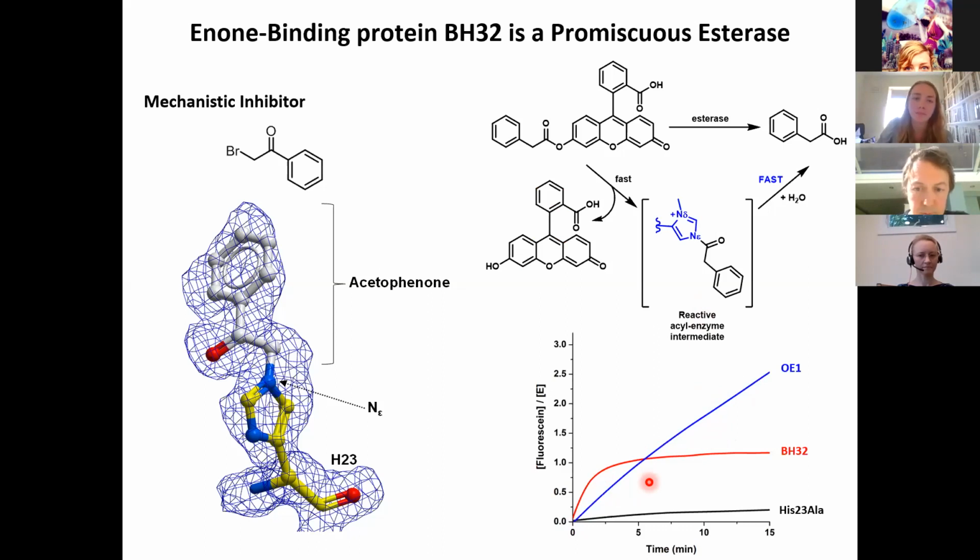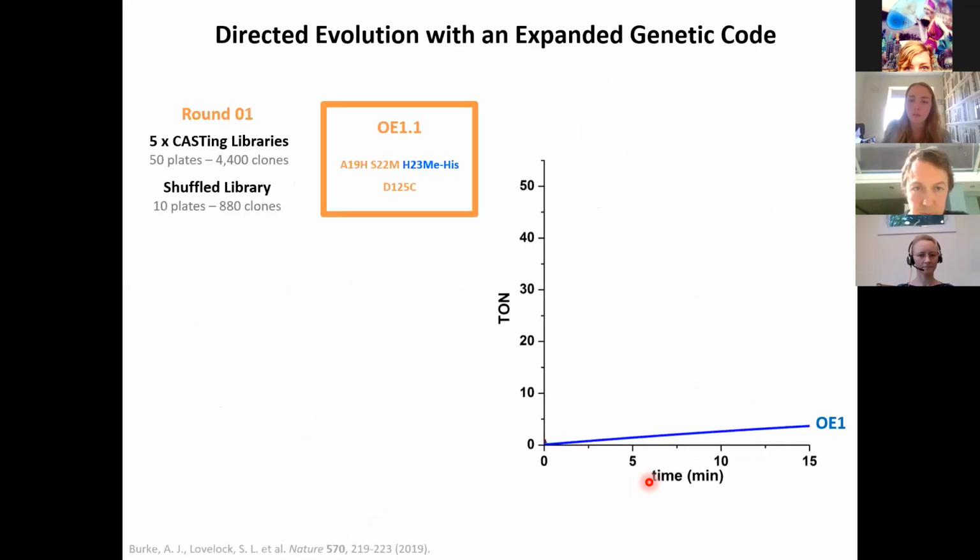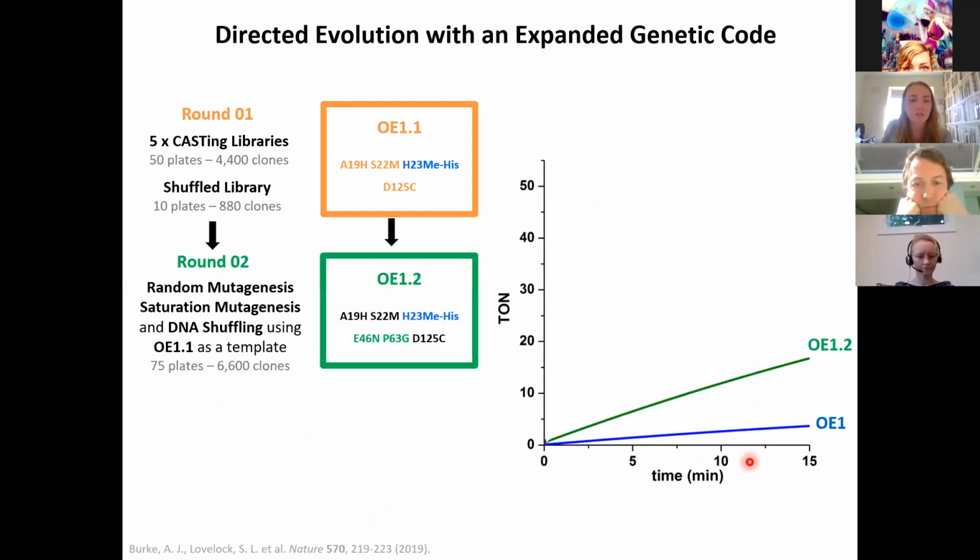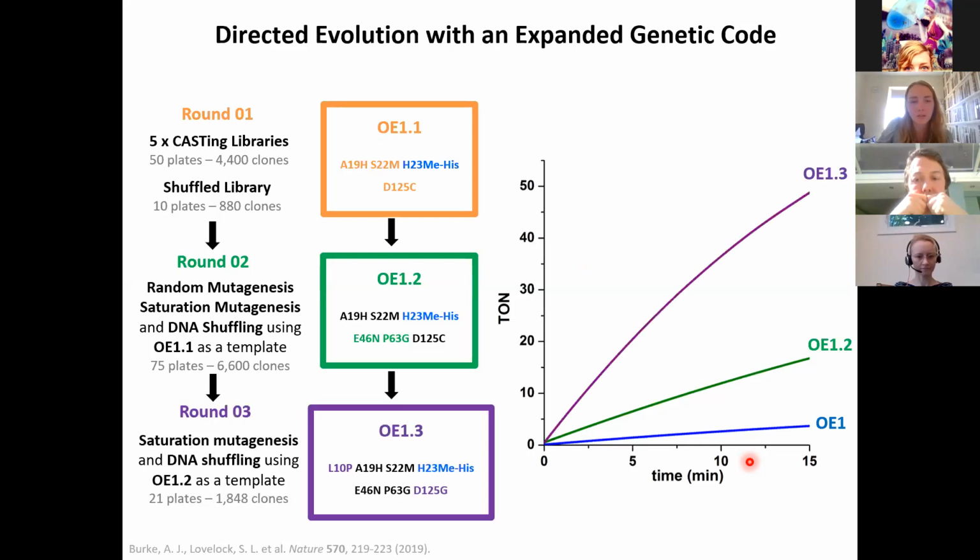So I started with the variant OE1. In the first round of evolution, I did some casting libraries and installed 3 extra mutations into the backbone. In the second round of evolution, I did random mutagenesis and saturation mutagenesis, installing another 2 mutations into the backbone. And in the final round of evolution, I did saturation mutagenesis and combined the beneficial diversity and installed a further 2 mutations into the protein.